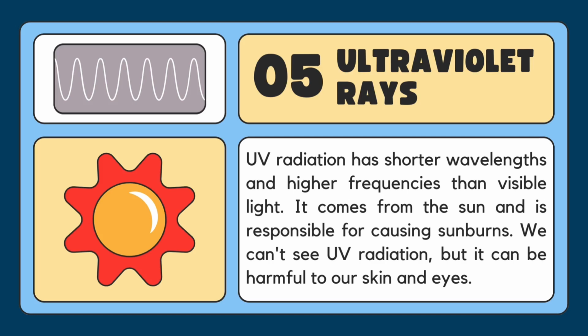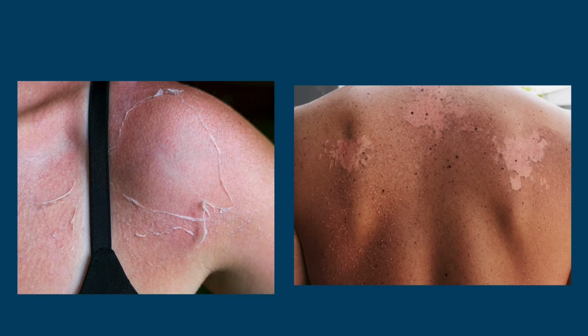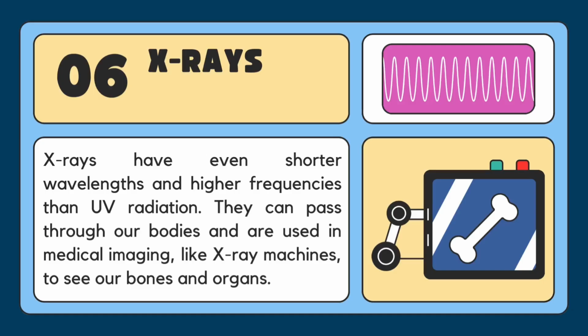That's why we use sunblock to protect our skin from harmful radiation emitted by the sun, which minimizes the risk of skin damage or cancer. So this is an example of sunburn if we are too much exposed to UV rays or the ultraviolet radiation.